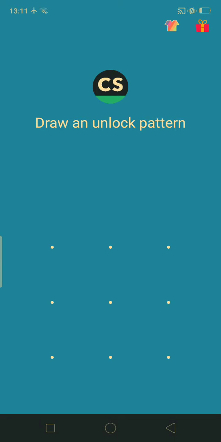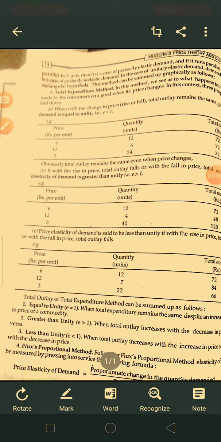Today I am going to talk to you about the topic total expenditure method to measure elasticity of demand. There are three cases. Number one, when elasticity is equal to 1. With the rise in the price or fall in the price, quantity falls and rises, and total outlay remains the same.